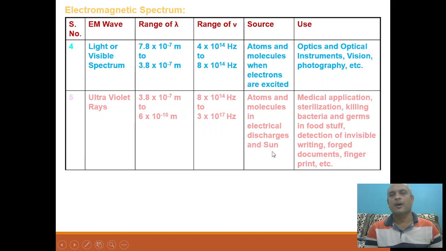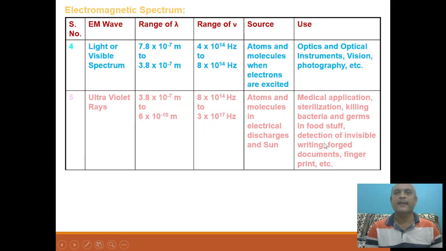Now there are versatile uses. Medical applications, sterilization, because it can kill small types of bacteria and insects. So it can sterilize surgical instruments, killing bacteria and germs in foodstuffs. It is also used in your water purifier. UV is used for detection of invisible writing. It can also be used in forensics for forged documents, currency check, fingerprints, and multiple uses, LASIK. LASIK is the surgery of the eye in which UV rays are used.